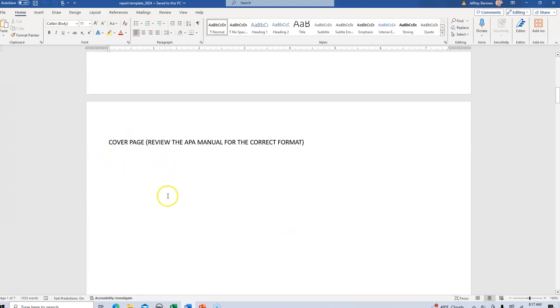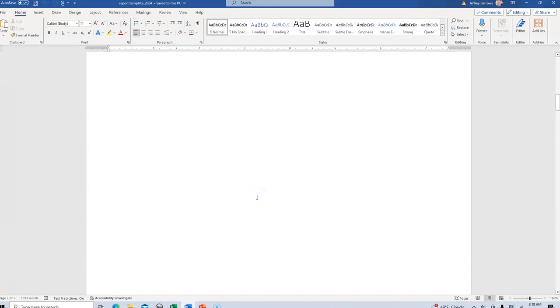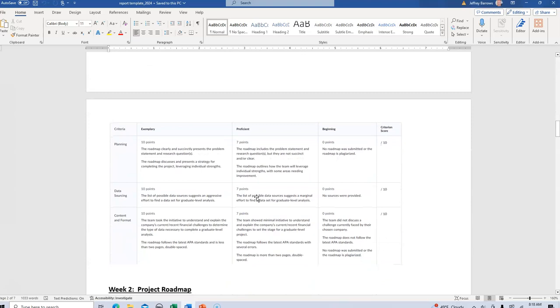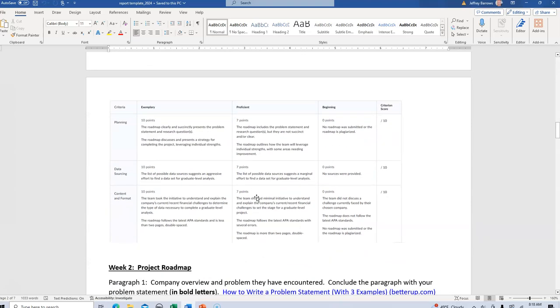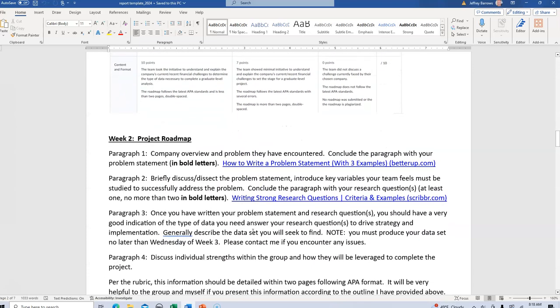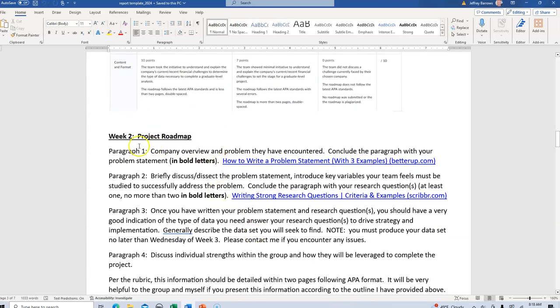First thing you'll need here is a cover page. Make sure you review the APA manual on how to put together a cover sheet for a written report of this type. Then in these last 4 or 5 pages, I have taken the rubric for the project roadmap and laid it in here as a reminder. And then what I'm recommending for the project roadmap, 4 paragraphs here. Again, I'm not going to read these to you, but I think this is a good structure to put this together. Notice there are some hyperlinks here.